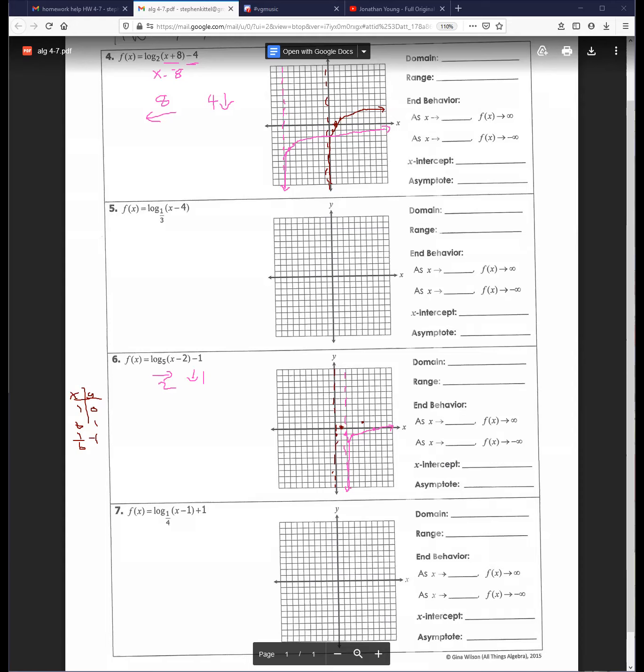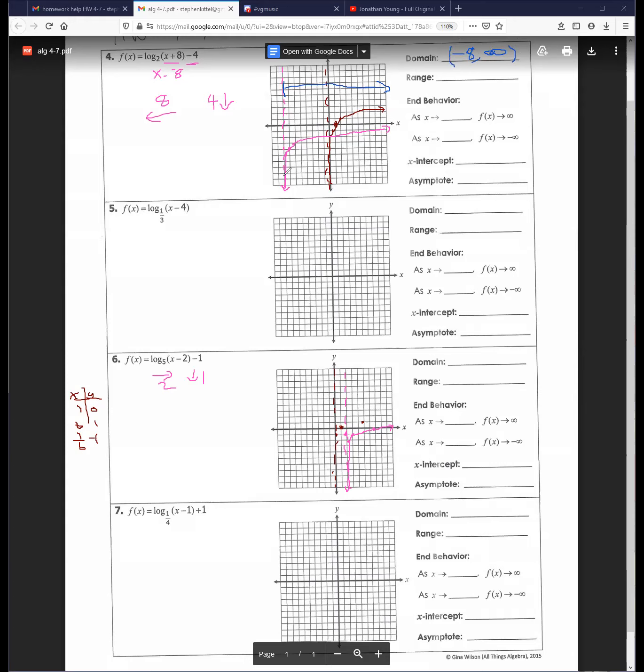Now let's talk through the side info here. We've got domain. Well, domain is all the available x values, and that's going to be everything from the asymptote over. So in this case, that started at -8. So we're going to go from -8 to infinity. Infinity is always a parenthesis. -8, we do not include -8. That's an asymptote, so therefore that's also going to get a parenthesis.